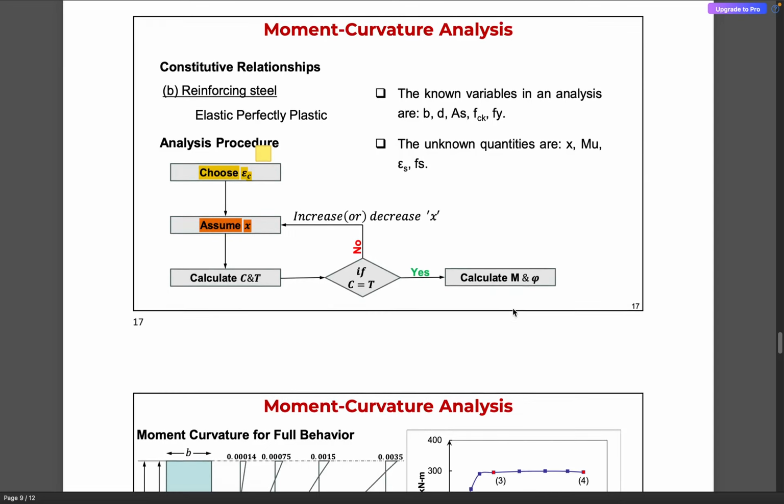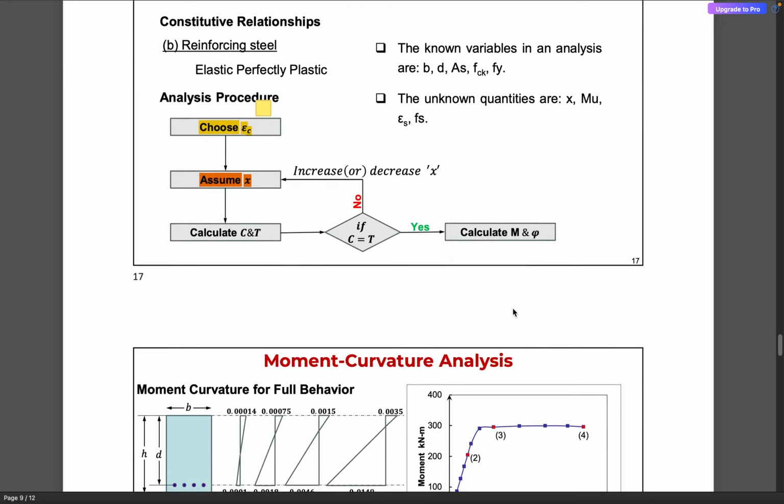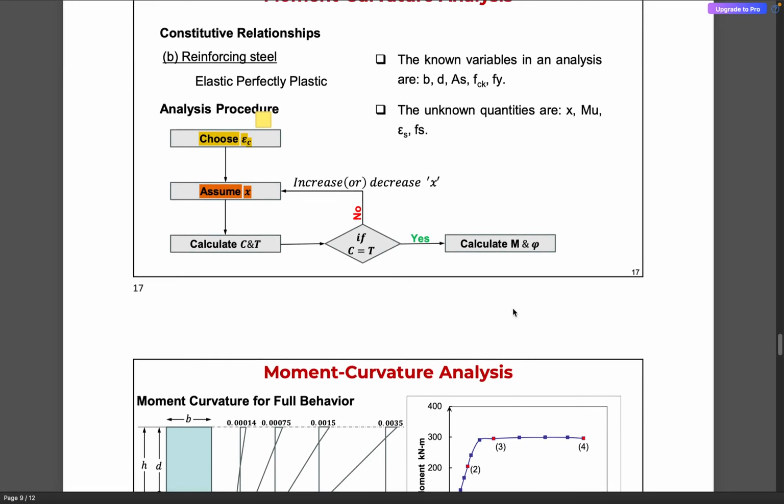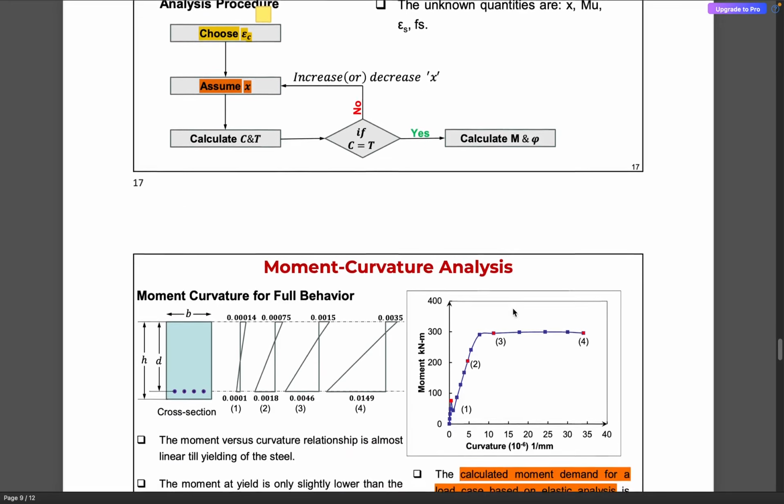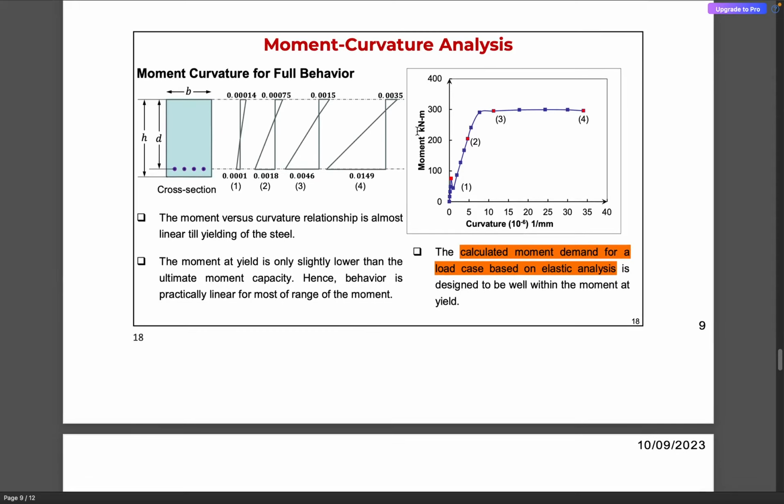These concepts will be more clear when we solve the numerical problems. Essentially, when we mean the moment curvature analysis, what we intend to develop is that we will plot the value of curvature and bending moment at different strain values. Then we are going to obtain these very nice moment curvature plots.